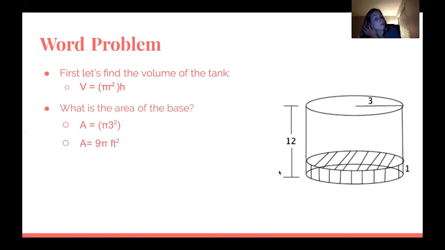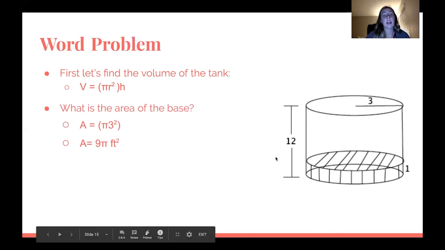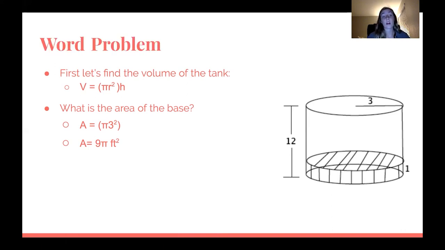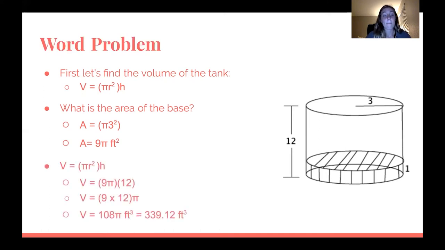Well, we'll plug those numbers into our area equation. And 3 squared is 9. 9 times pi is 9 pi. So 9 pi feet squared for our area. Now that we know that, we can plug that into our volume formula. V equals 9 pi times 12, because 12 is our height. 9 times 12 is 108. And we need to multiply that by pi, so 108 pi feet cubed.